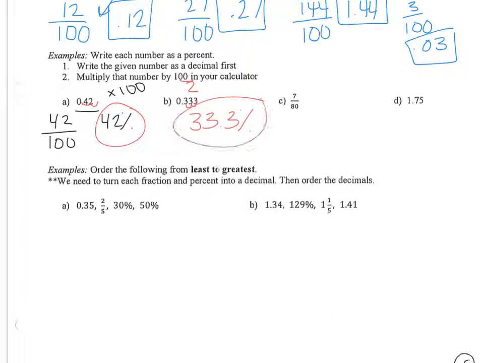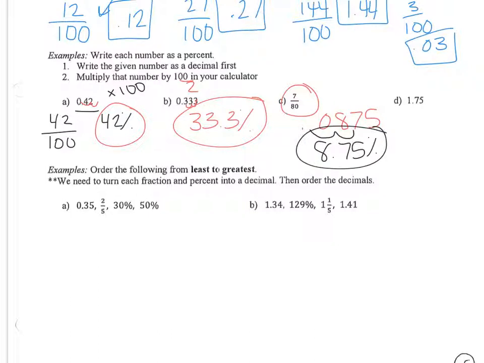This one you're going to move the decimal over twice, so it's 33.3%. This one's not written as a decimal, so I need to write it as a decimal by doing this in my calculator, which is 0.0875. So then I move the decimal over 1, 2 to the right. So it's going to be 8.75%. This one is already a decimal, so I move it over to 1.75%, or 175%.